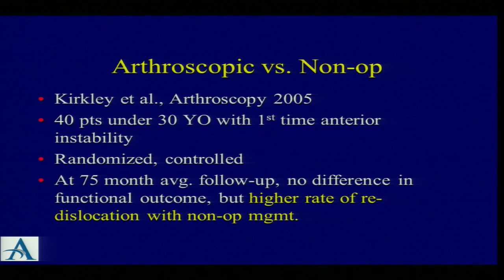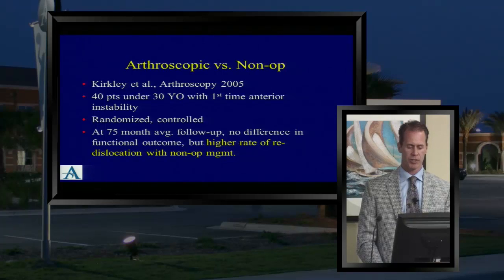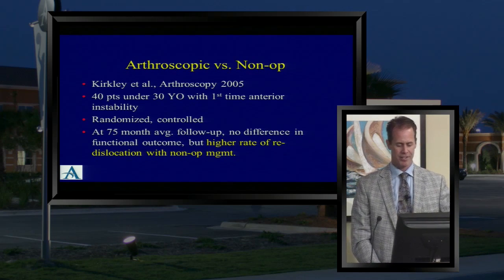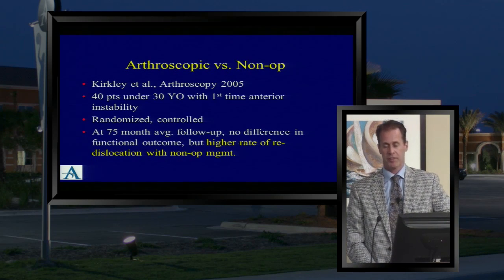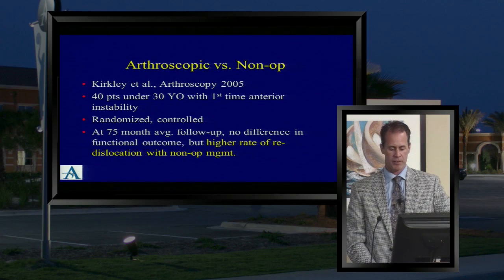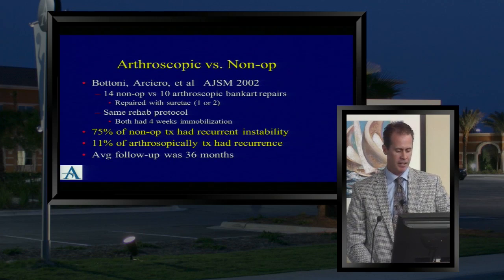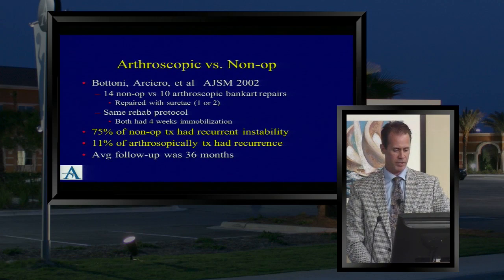What about arthroscopic versus non-operative? So this study looked at 40 patients under 30 who had a first-time dislocation, and after more than 6 years, there was really no difference in functional outcome. However, there was a higher rate of dislocation. And so I suppose you were happy because you could do things if you were treated non-operatively, but you might have your shoulder just pop out randomly. I don't know how patient satisfaction was scored in that study.